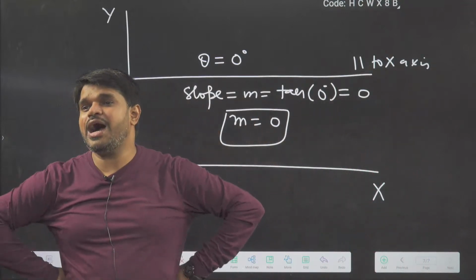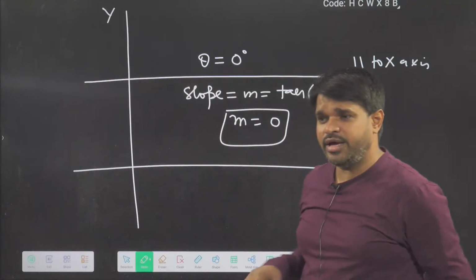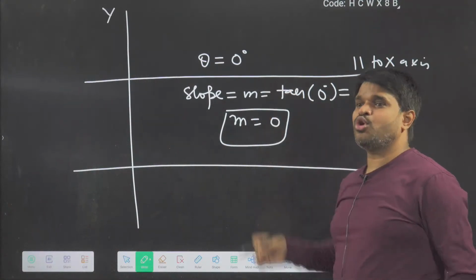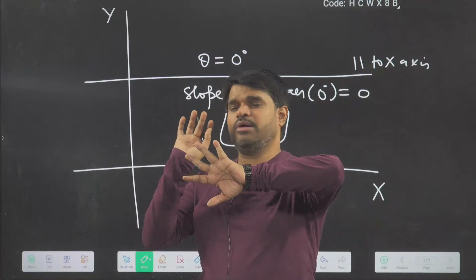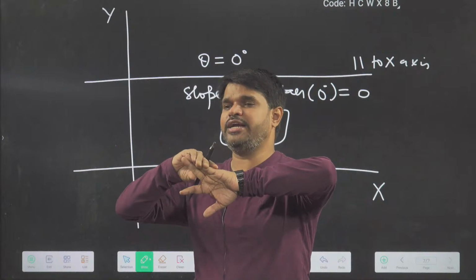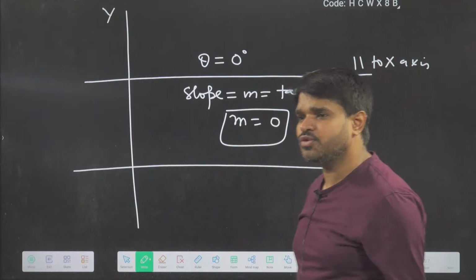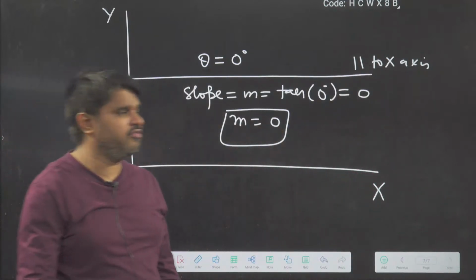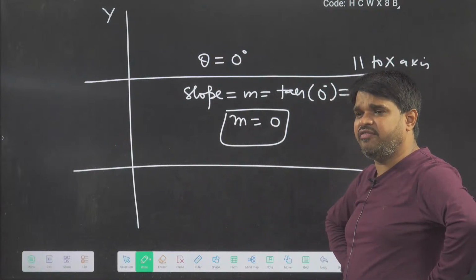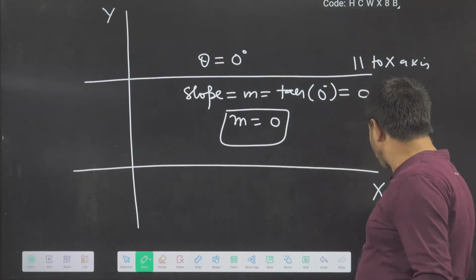Clear? Now I am going to give you one question. You have to find the slope first. Slope can be positive, slope can be negative, slope can be 0. So write it: slope can be positive, negative, and 0. Now everyone first try this question.